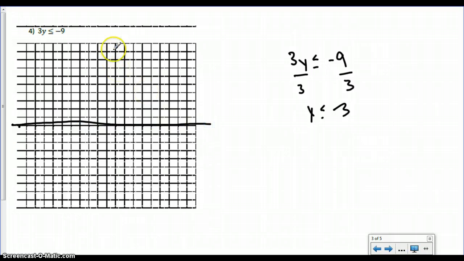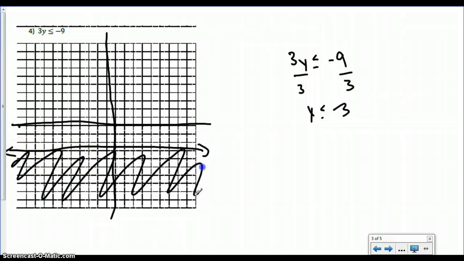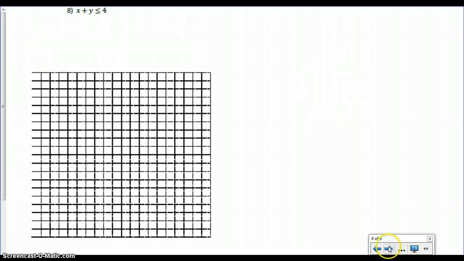There's your y-axis. This is your x-axis. Bad looking. So we're going to draw y equals negative 3. And it's going to be a solid line. So this is y equals negative 3. And in this case, we want to choose values that are smaller than negative 3, so we're going to shade everything underneath. Okay? So let's actually look at another example.